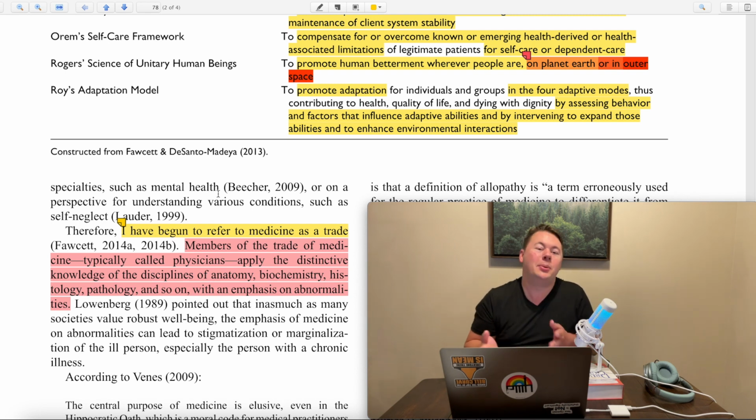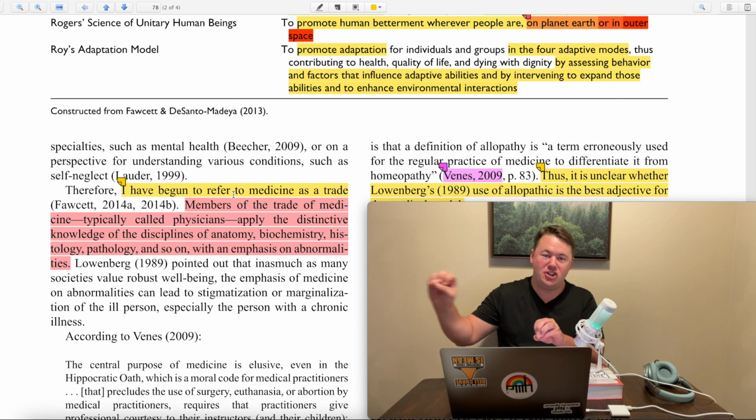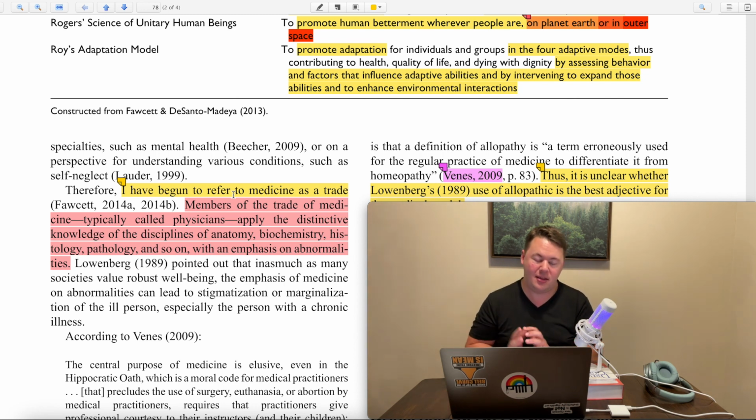She goes on to say, quote, members of the trade of medicine, typically called physicians, although they can be PAs, they can be other professionals too, but we think of medicine as being practiced by doctors, and by doctor we usually think physician, so fine, who, quote, apply the distinctive knowledge of the disciplines of anatomy, biochemistry, histology, pathology, and so on, with an emphasis on abnormalities. So what I'm taking away from her here is that medicine takes other scientific disciplines' knowledge and applies it to a new set of questions about abnormalities in human health.